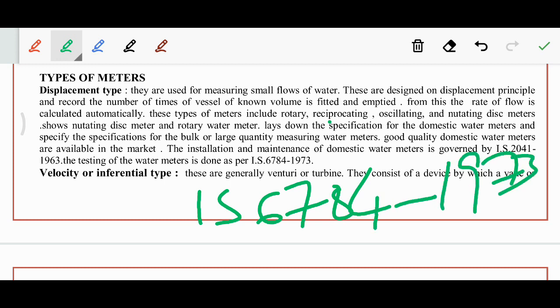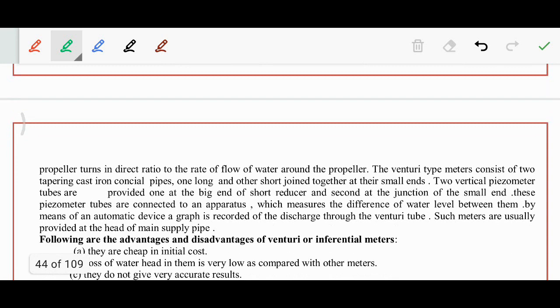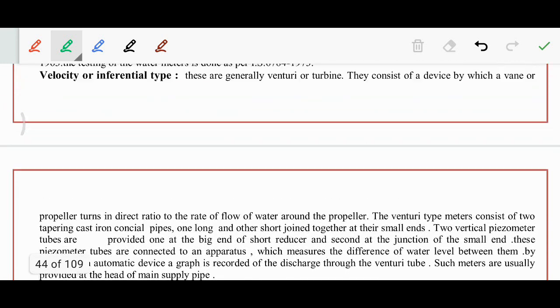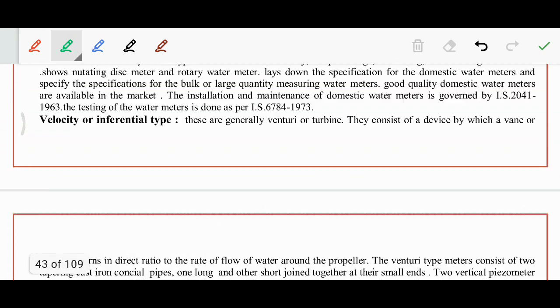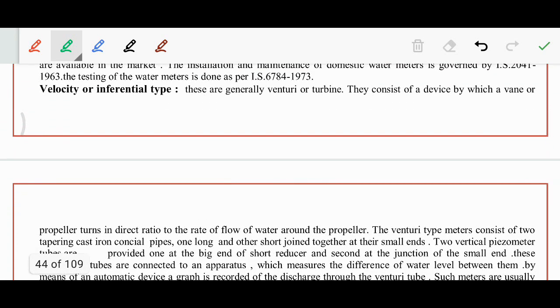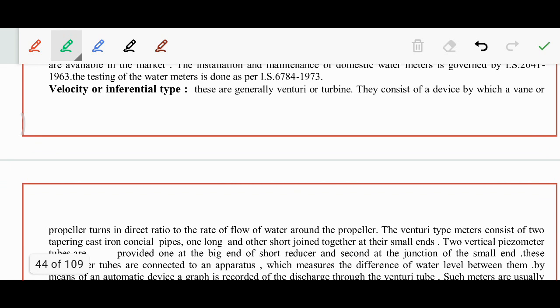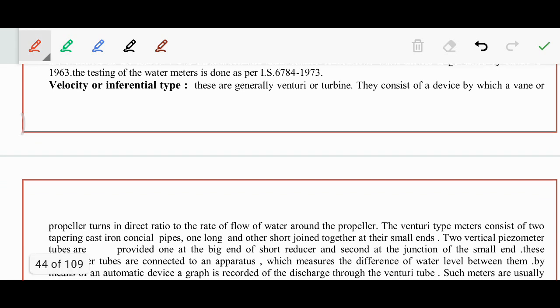1973. Okay, so next we have the velocity type or inferential type. In this, it generally consists of a venturi or a turbine. This velocity type consists of a device by which a vane or propeller turns in direct ratio to the rate of flow.